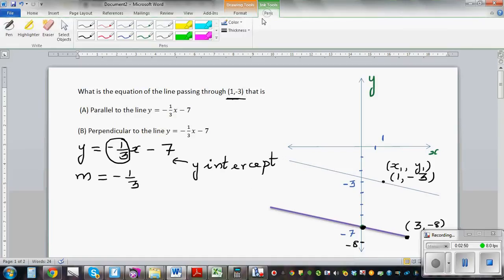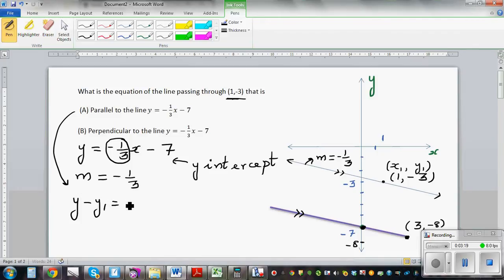So now how can we find out? If this is the line which is parallel to this line, the gradient has to be the same. So the gradient of this line is also minus 1 over 3. And if you have got m, x1, y1, you can write the equation of the line just using the formula, y minus y1 is equal to m times x minus x1.